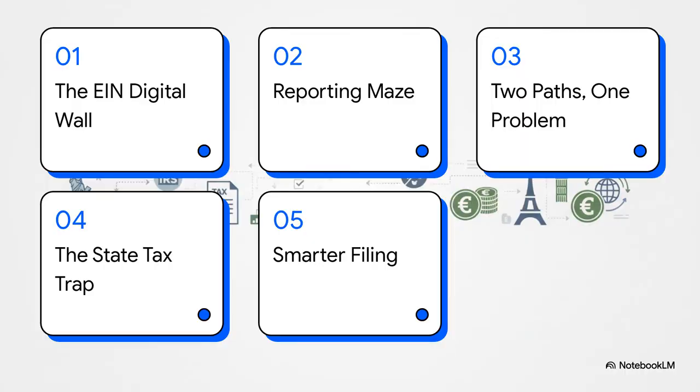So here's the game plan. First, we'll look at this EIN digital wall. Then we'll untangle the actual rules of the road for reporting. We'll explore the two main workarounds people get forced into, expose a really nasty state tax trap that most people miss, and then we'll land on a smart strategy to get this filed correctly and keep you in the clear.